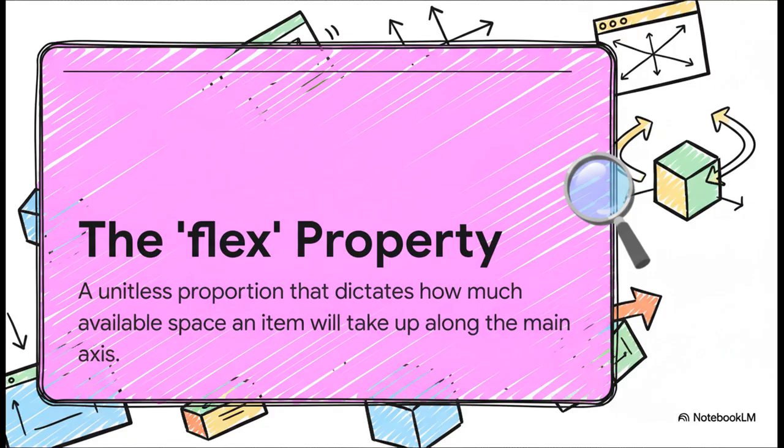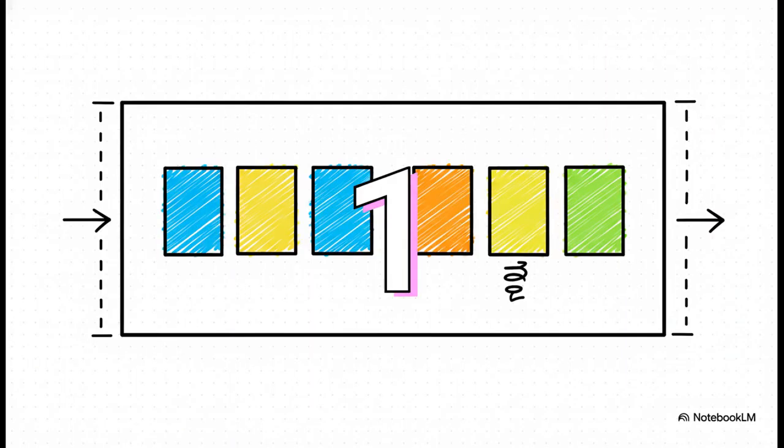Okay, so we've got direction, we've got wrapping, but what about controlling the size of the items themselves? How do they share the space? For that, we have the flex property. And this is cool. It's not about pixels or percentages, it's a proportional number. It basically tells each item how much of the extra space in the container it's allowed to eat up. Let's start with the most common scenario. What if you just want all your items to be the same size? Easy. You give every single one of them flex 1. That's it. This tells them all, hey, whatever space is left over, let's just share it equally.